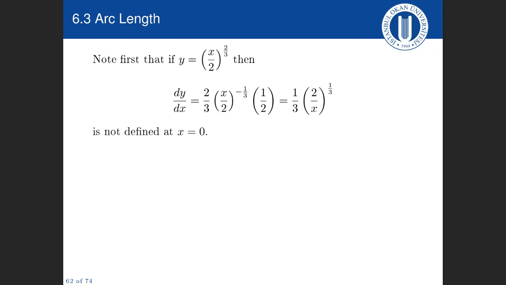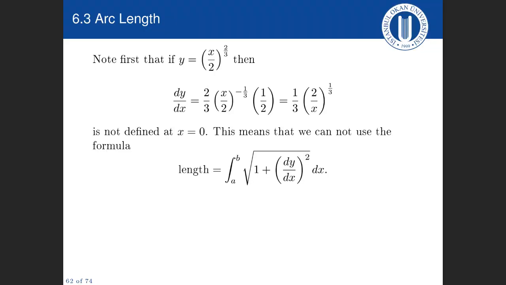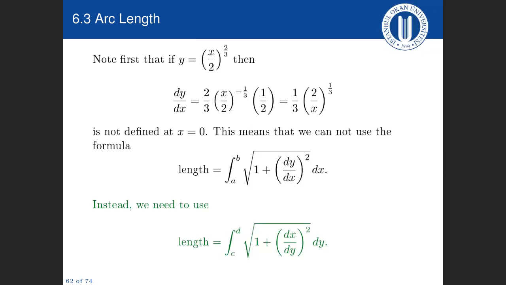So we can't use our first formula. We can't use length is equal to the integral from a to b, square root of 1 plus dy dx squared dx, because dy dx is not continuous. So instead, we need to use the second formula. Instead, we're going to use the formula integral from c to d, square root of 1 plus dx dy squared dy.